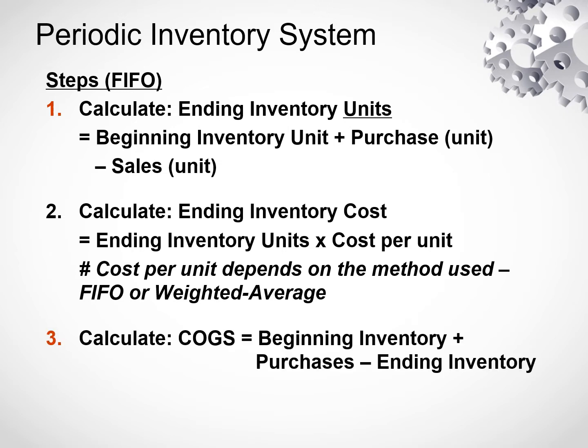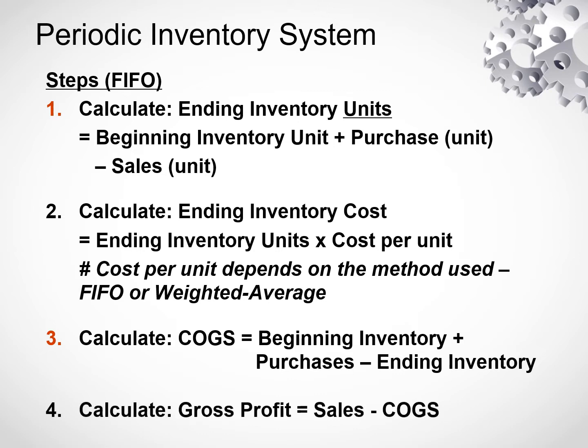Third step is to calculate cost of goods sold equals beginning inventory plus purchases minus ending inventory. And the fourth step is to calculate gross profit equals sales minus cost of goods sold.